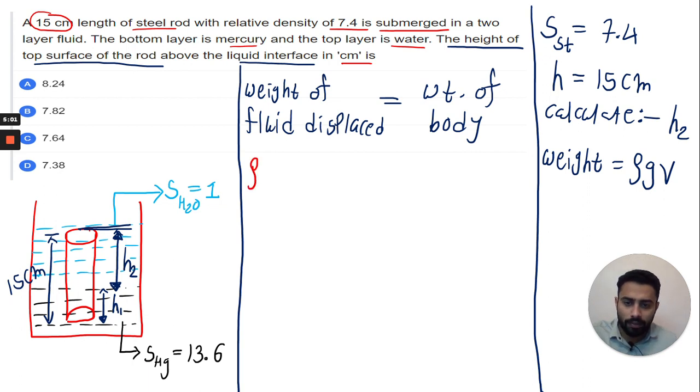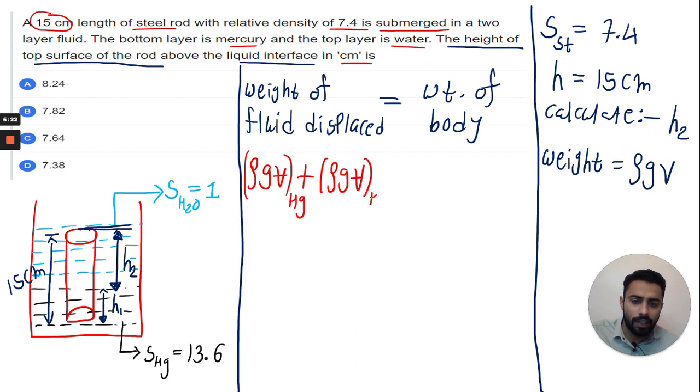So let me mark or write something like this: rho g V, V means volume, and we mark this as Hg, the weight of a cylinder, or we can say the weight of mercury displaced by the cylinder plus the weight of water displaced by the cylinder. मतलब सिलेंडर ने कितना वाटर डिस्प्लेस किया उसका वेट, and how much mercury has been displaced by the cylinder, that weight, which is equal to the weight of this body.